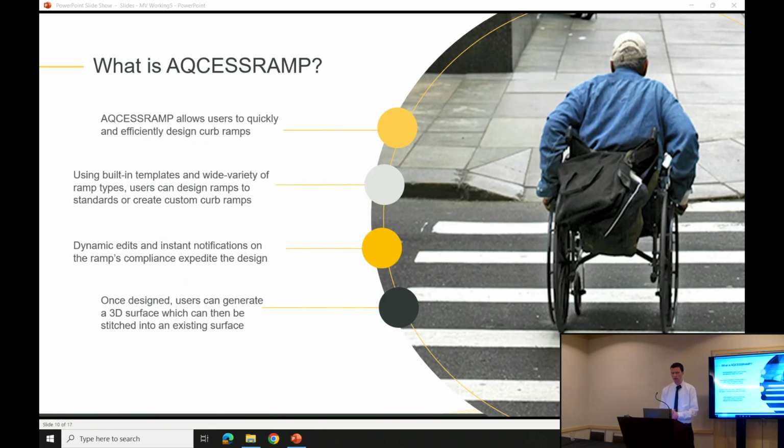Now, as I alluded earlier, we have recognized the potential to optimize this process, and AccessRamp has been developed as a tool intending to help expedite by first giving an instant notification on each individual slope and cross slopes, whether they're compliant or not. Furthermore, elevations of critical points as well as distances are instantly provided, which can be edited to dynamically change the ramp.